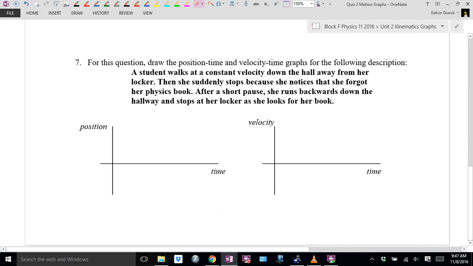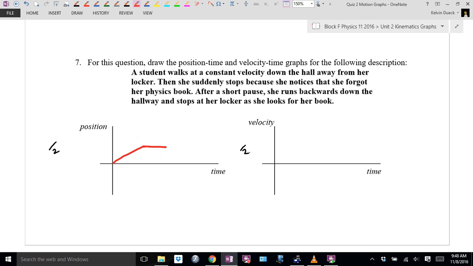Then number 7, I'll draw it and then I'll explain how I would give out the part marks. But for what it's worth, each one of these is going to be worth, count them, 2 marks. Okay? Let's do the position versus time graph first. A student walks at a constant velocity down the hall. I'd be looking for a line that was slanted upwards. Suddenly she stops. I'm looking for a horizontal chunk. I'm not too fussy how high or how long it is, but slanty line connected to a horizontal chunk.